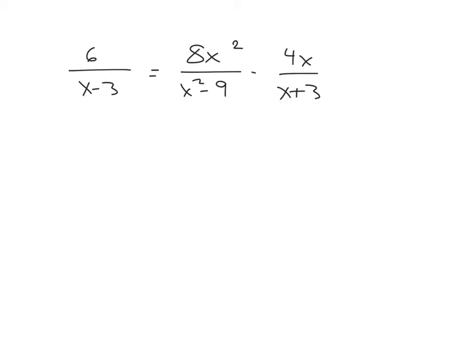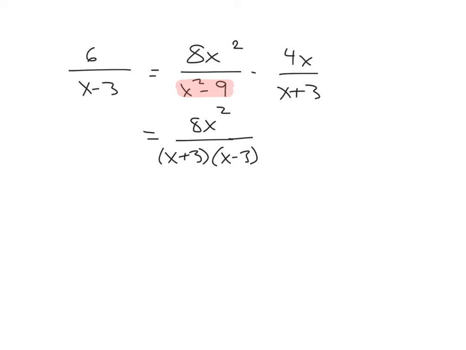Now, what we're going to need to do initially to kind of make our life easier is we need to go ahead and factor this guy right here. Believe it or not, we can factor that using the difference of squares. And what that's going to look like is 8x squared over x plus 3, x minus 3. Okay, and you got to make sure you use your difference of squares rules.